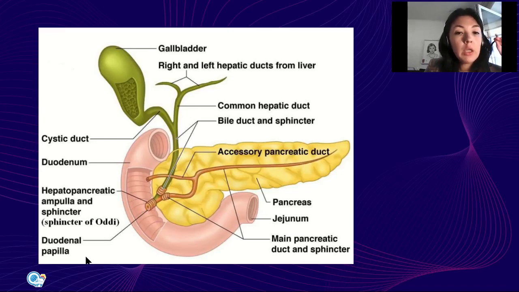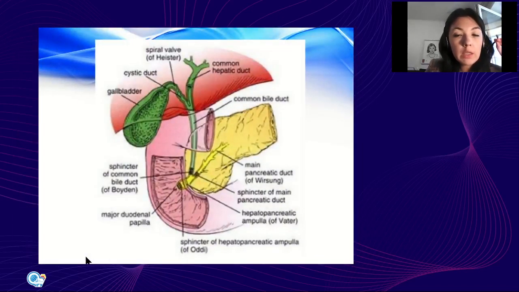Now we can say that actually there are many more sphincters. Sphincters are present in every place where one duct joins another. So yes, there is the sphincter of Oddi. It is the sphincter of the hepatopancreatic ampulla that is closed until chyme enters the duodenum. There is the sphincter of the main pancreatic duct. There is the sphincter of Boyden, that is the sphincter of the common bile duct. There are other sphincters of the cystic duct and common hepatic duct as well. So they are very many.